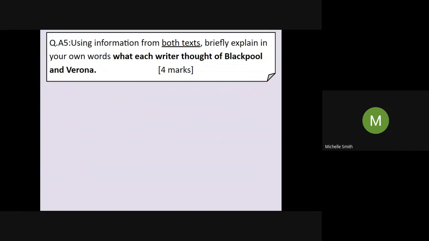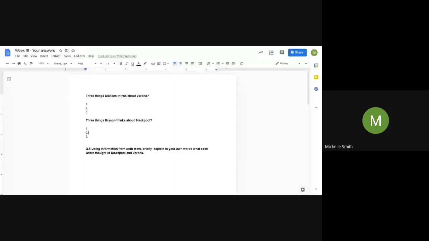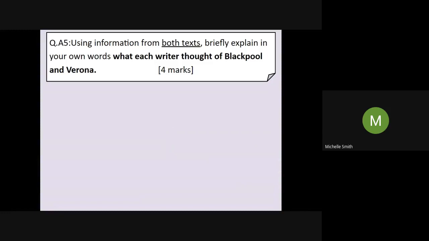So as long as you are aware of the writer's thoughts, you should be okay. And hopefully you can now see why me asking you to write down 3 things Dickens thinks about Verona and 3 things Bryson thinks about Verona might help you in this question. If you can't, you might want to go onto that Google Meet and ask for some help. Now, the way that I would start this, I would put in Dickens's text, and then I would maybe write down 2 things that he thinks of Verona. And then I would say in Bryson's text, and I would write down 2 things that he thinks about Blackpool.